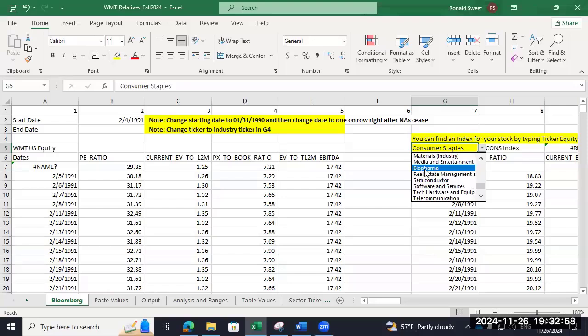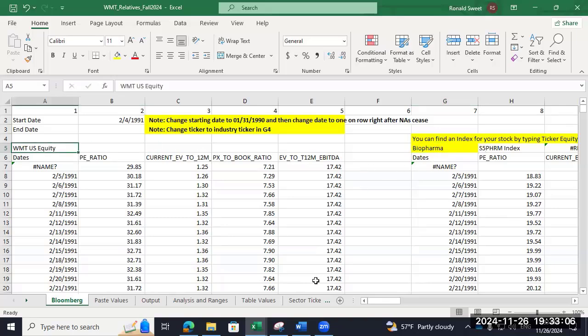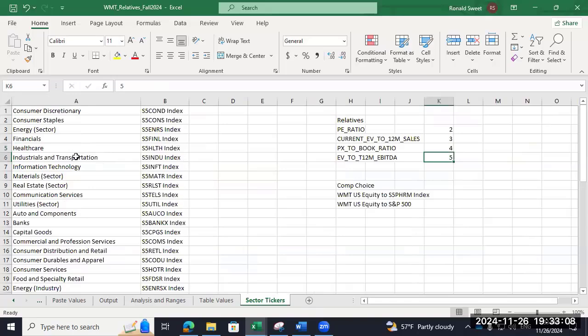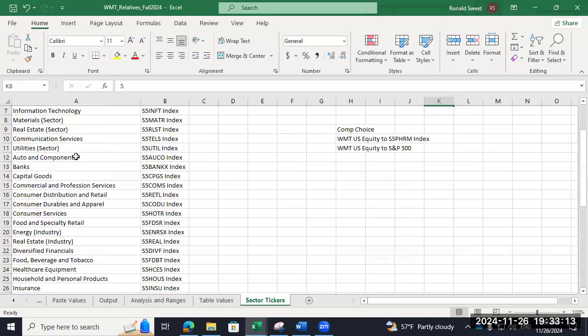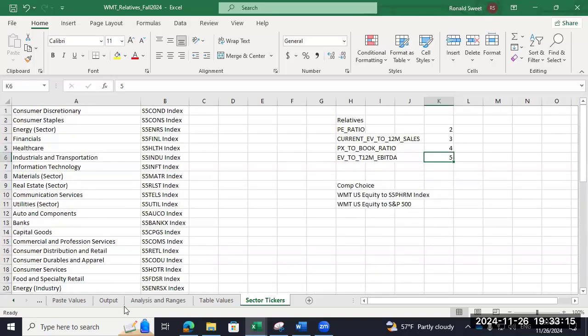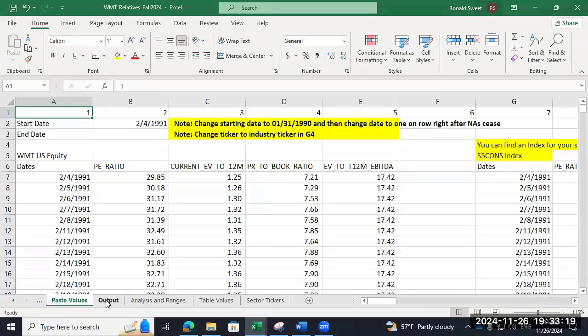But if you select one of these, like biopharma, it automatically updates this and will update all the numbers. So that's kind of an advantage. That's the one change I made. If you look at the sector tickers, it's got them all listed, so you can see what they are. Then you take that and paste it as values here, and then you have the output.